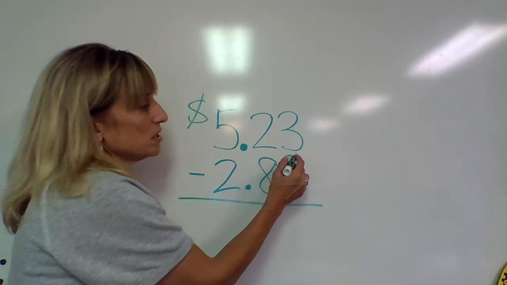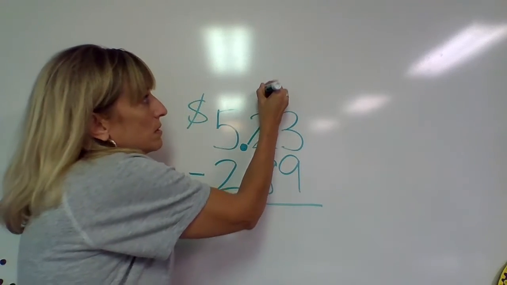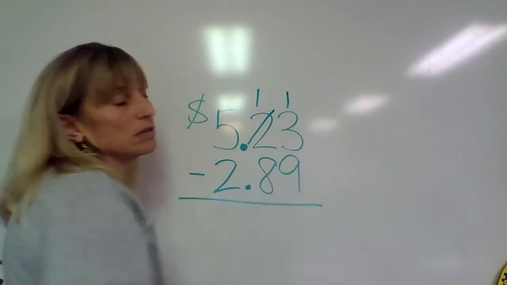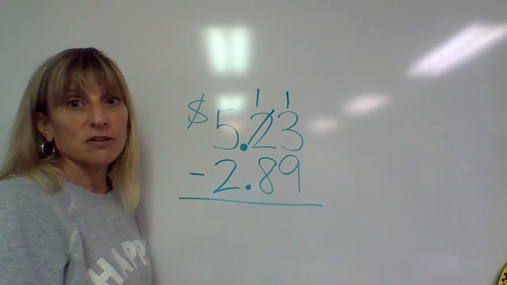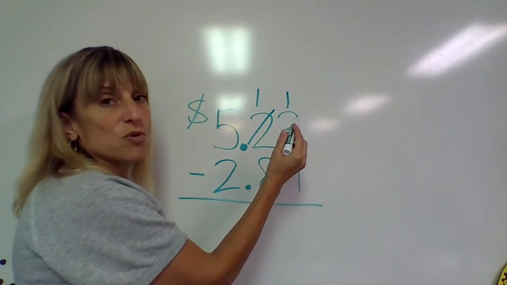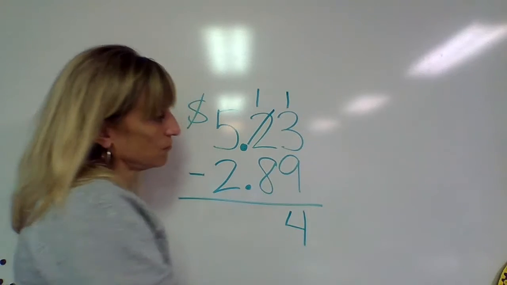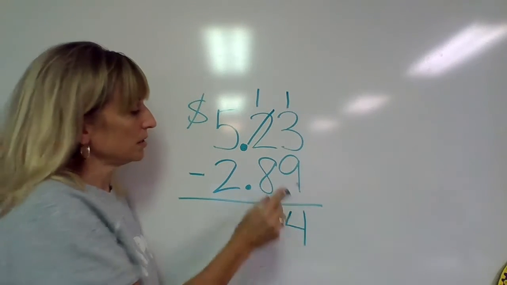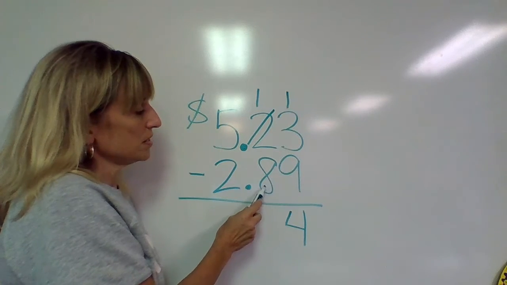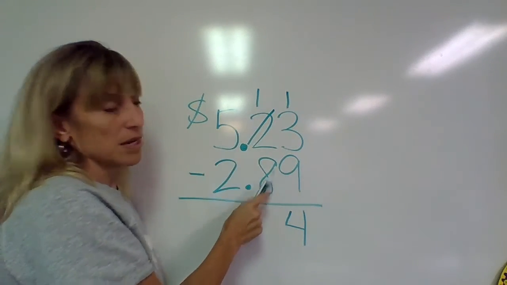So the 3 has to go over to the 2, take 1, and that 2 turns into a 1. Bring that 1 over. Now we have a 13 there, okay? 9 from 13, or 13 minus 9, is 4. Okay, and now we go over to the next column. 8 is on the bottom, 1's on the top. Is 8 bigger than 1?